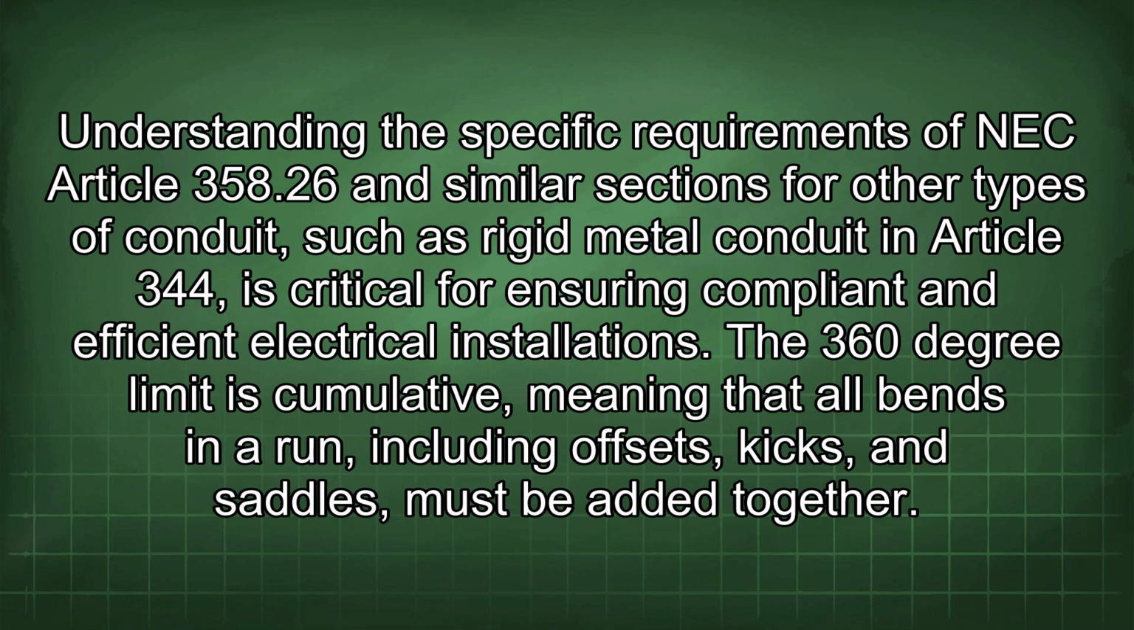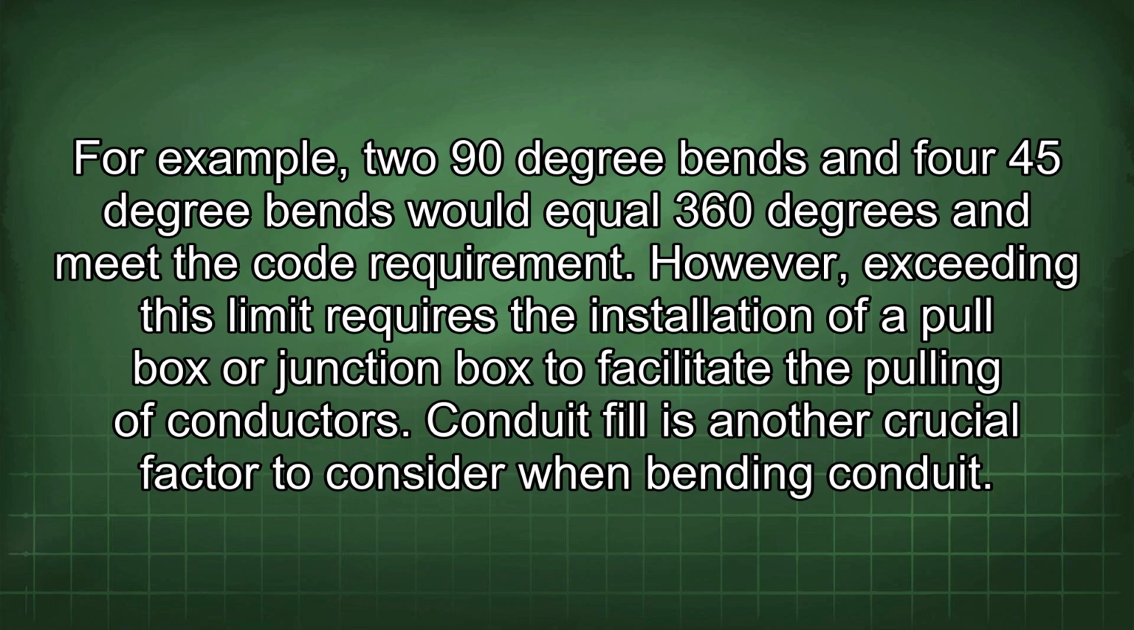The 360-degree limit is cumulative, meaning that all bends in a run, including offsets, kicks, and saddles, must be added together. For example, two 90-degree bends and four 45-degree bends would equal 360 degrees and meet the code requirement. However, exceeding this limit requires the installation of a pull box or junction box to facilitate the pulling of conductors.